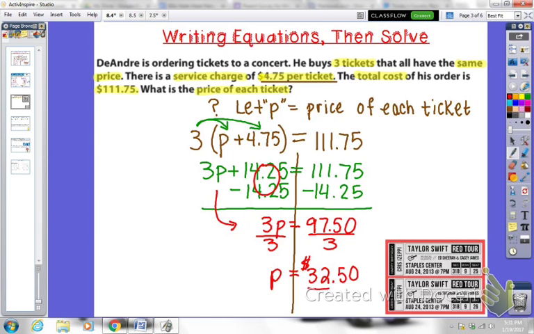And you need a dollar sign. So each ticket is $32.50. Remember, you can always double check by substituting that back in for the letter P, add on your service fee, multiply it by 3, and it should get your total, which was $111.75.